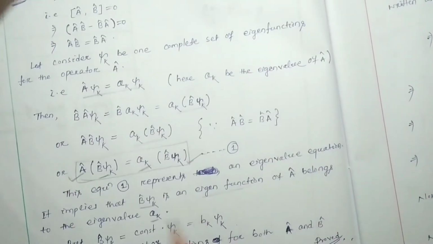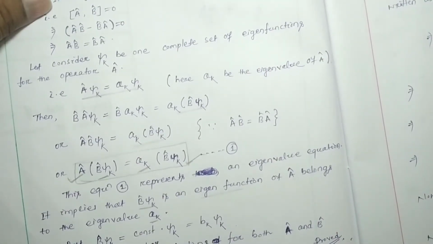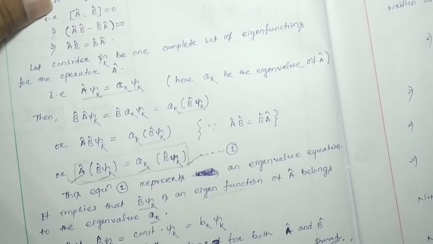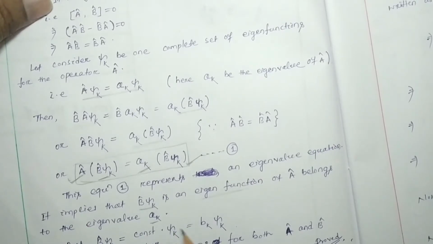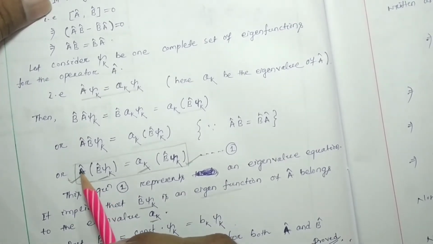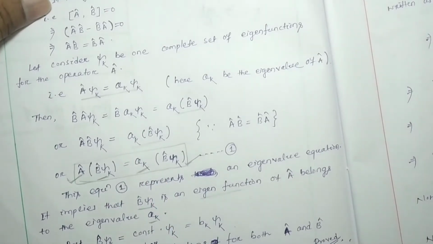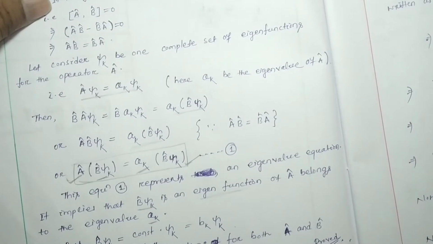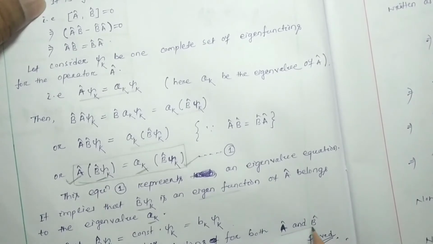But b cap psi k will be nothing but some constant times psi k. If b cap operates over psi k, it will produce the result as a constant times psi k, which can be written as b k psi k, right? So hence we can say that psi k, where k can be 1, 2, 3 like that, is the set of eigenfunctions for both a cap and b cap.